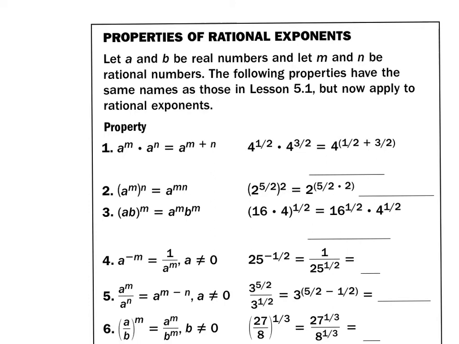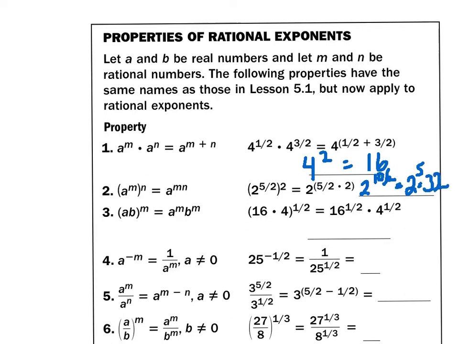So number 1, 4 to the 1/2 times 4 to the 3/2. We're going to add 1/2 and 3/2. And that is 4/2. So that's really 4 to the 2, which would be 16. Okay. A to the m, raised to n, we can multiply those together. So 2 to the 5/2 raised to the 2 would be 2 to the 10/2. Multiply the top and the bottoms of the fractions. And that would be 2 to the 5th, and that would be 32.